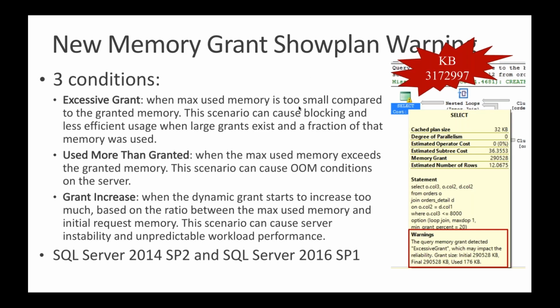There's also 3 new memory grant show plan warnings. 3 conditions. So this is an excessive grant. This is when max used memory is too small compared to the granted memory. And this can cause blocking and less efficient usage when large grants exist and a fraction of that memory was used. You can also see when a query used more memory than was granted. That scenario can cause out-of-memory conditions. Also, you can see when a grant increased. So when a dynamic increase starts to increase too much, based on the ratio between max memory and initial request memory, this can cause instability and unpredictable workload performance.